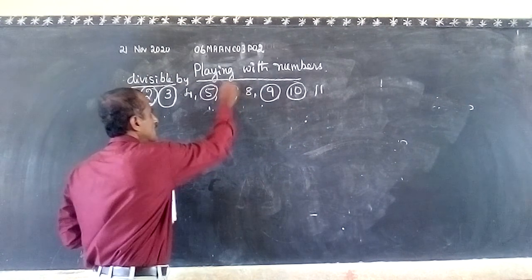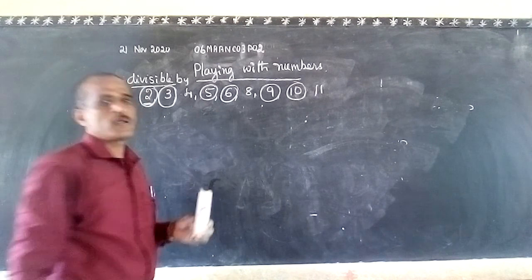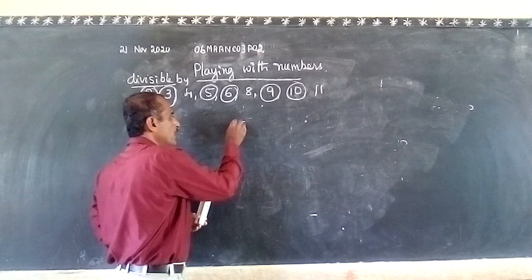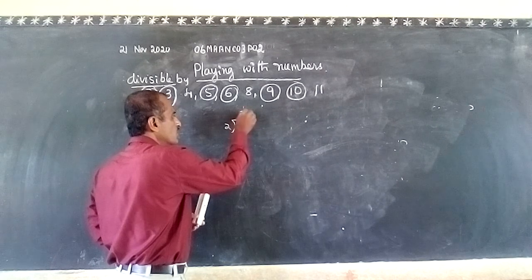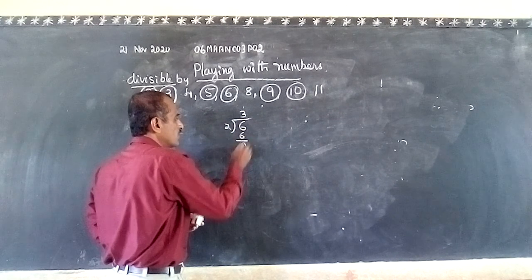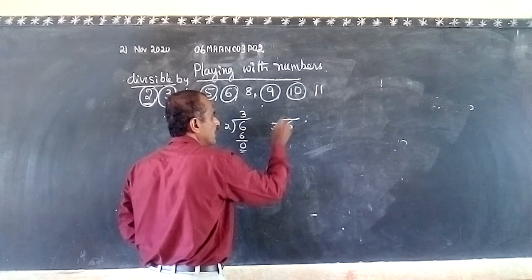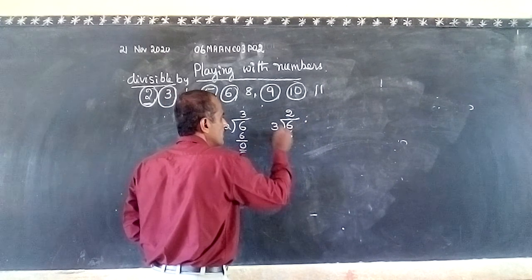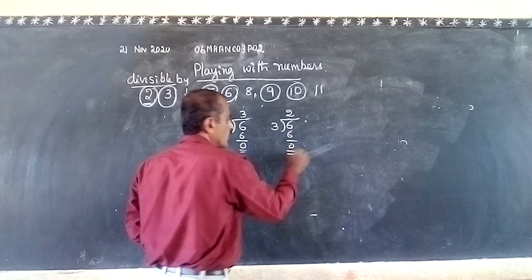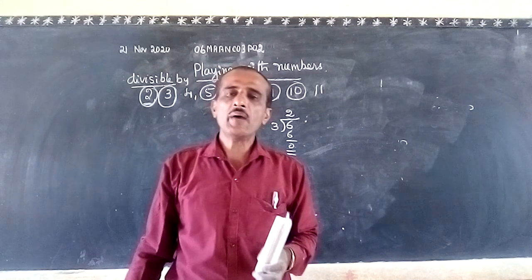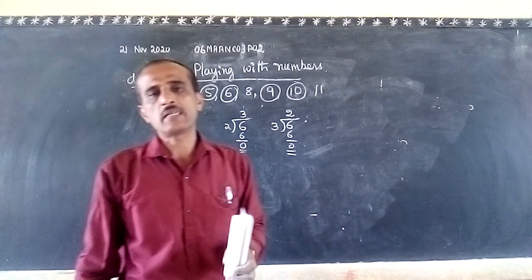Next. 6. How to check whether a number is divisible by 6? See, 6 is divisible by 2 completely. 2 threes are 6. 6 is also divided by 3. You can divide by 3. The answer is 3 twos are 6. Remainder is 0. So the number 6 can be divided by both 2 and 3.